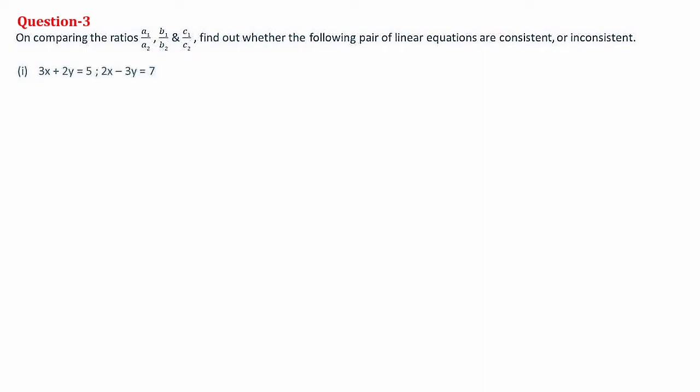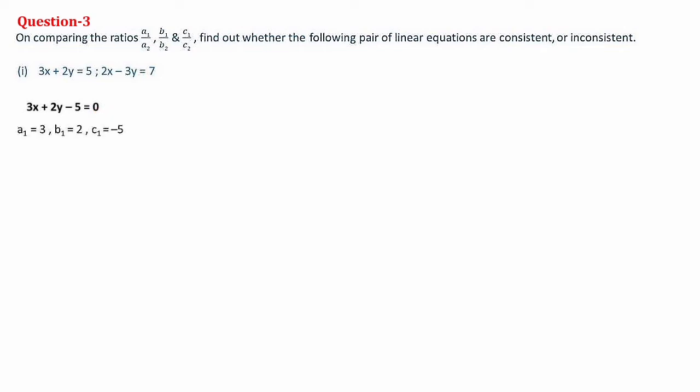So let's write the first equation. 3x plus 2y is equal to 5. 2x minus 3y is equal to 7. At first sight itself, it is clear that the equation is not in standard form. So we have to bring 5 to the left side. We have to bring 7 to the left side in the second equation. So first equation, when you write 3x plus 2y, plus 5 comes to the left side, it comes as minus 5 is equal to 0.